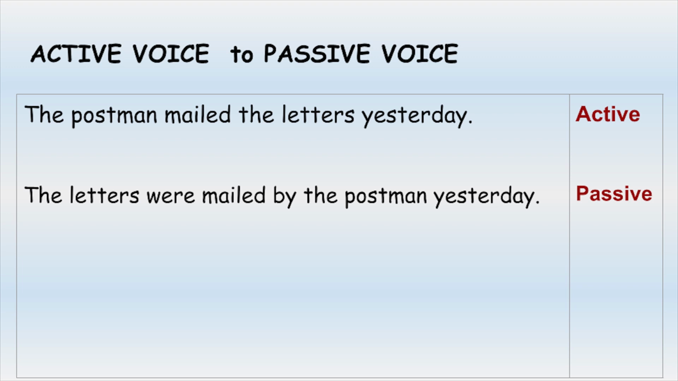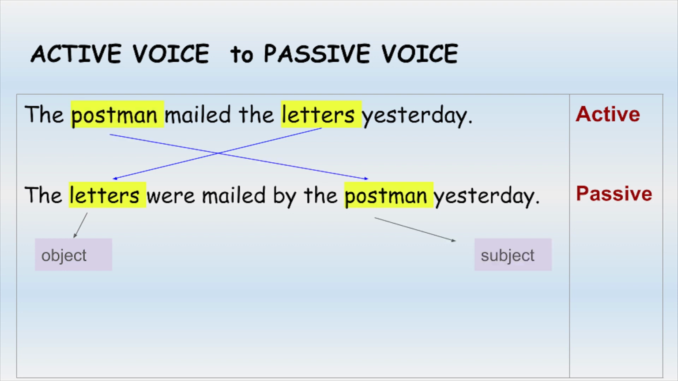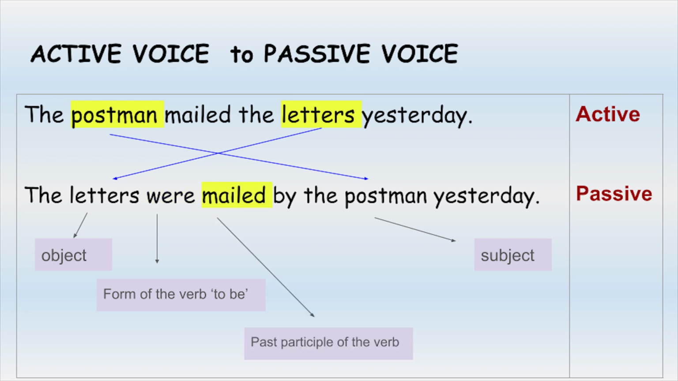In the passive voice, the object letters is now placed in the position of the subject, and the subject postman is now placed in the position of the object. Were is a form of the verb to be. Mailed is the past participle of the verb, which remains as is in this case, followed by the preposition by, followed by the subject postman.